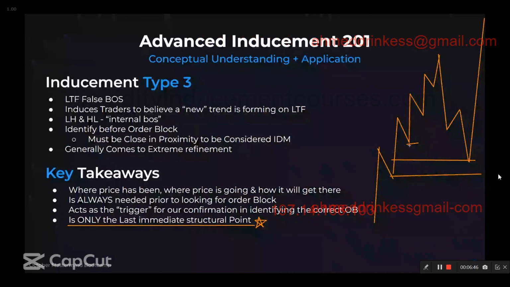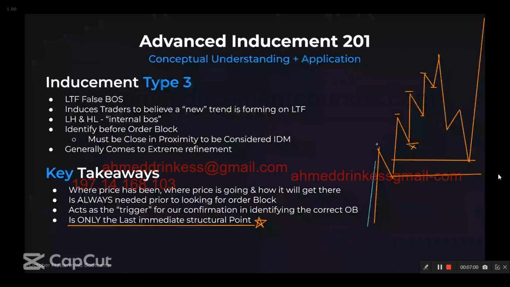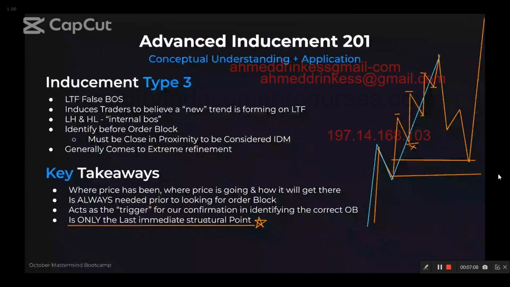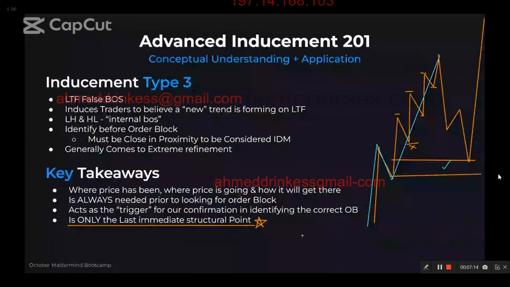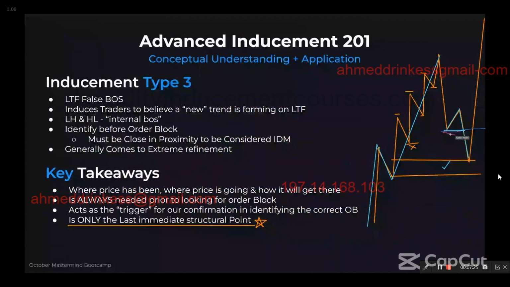No, this is not an inducement because this is structure that already happened. So where is the inducement then? Inducement only relates to relevant structure. This is our range right here. We're only going to have two inducements. Where's the internal inducement that validated this order block? Right here, because this is that immediate low, lower high, lower low.